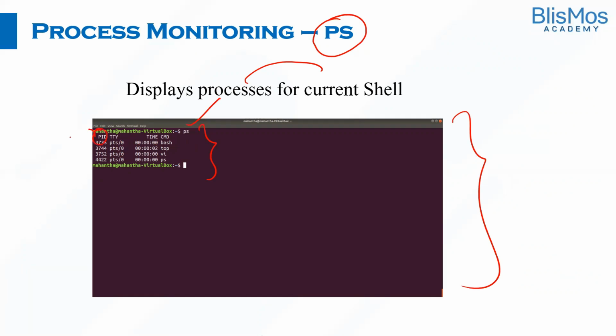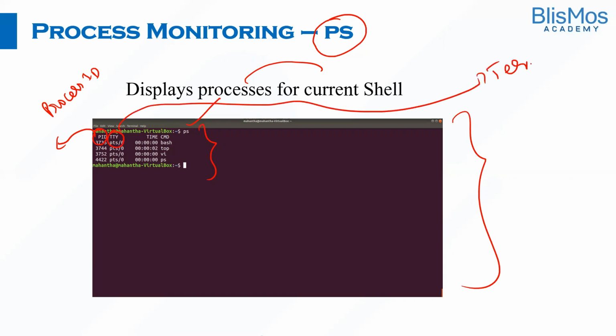Here, PID means process ID. TTY means terminal type. And the time mentioned here is nothing but the amount of CPU in minutes and seconds that the process has been running. And the CMD is name of the command or the process which is running. Good. You got to know a bit more about the PS command.